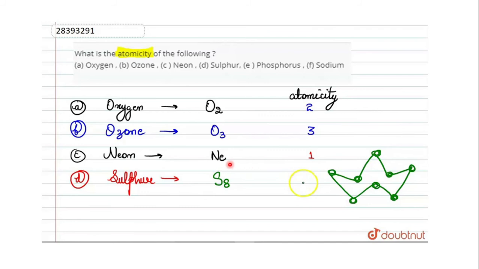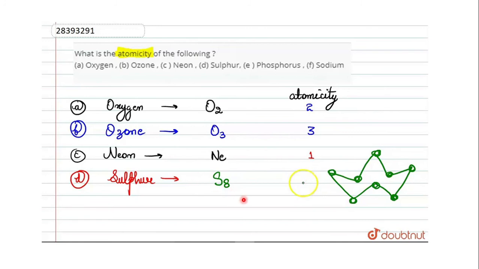So atomicity is 1. They will not bond with other atoms. Helium, neon, argon are the atoms which will have atomicity just 1. Sulfur, yes, 8. How many atoms? 8 atoms have combined, which results in the formation of a crown shaped molecule. 8 sulfur atoms. So the atomicity is 8, right?